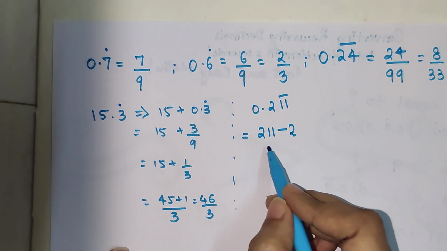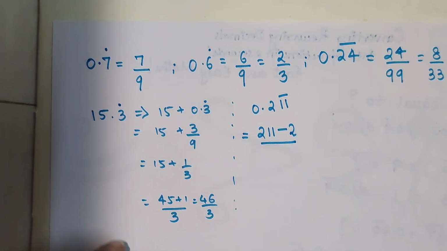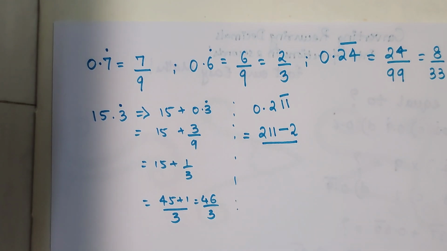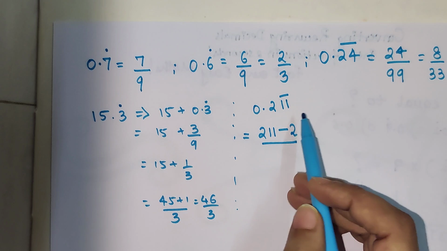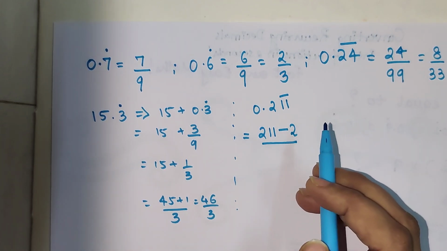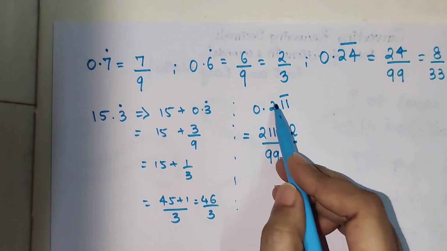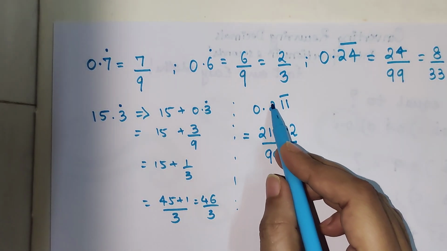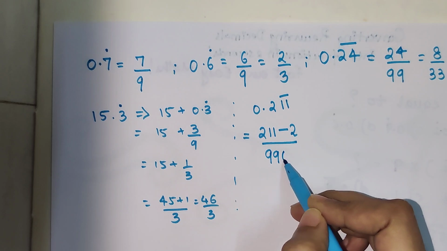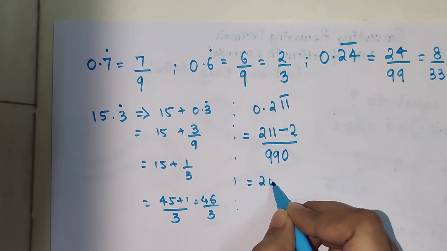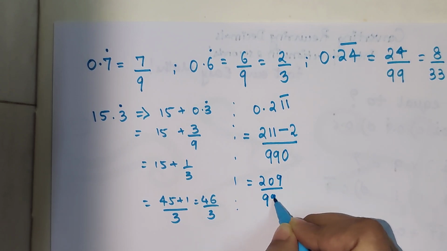You subtract that by 2, and now I'm sure you all must have gone ahead and in the denominator written 999. But here, since all the 3 digits were not repeating, how many digits were repeating? 2 digits. So we'll write 9 and 9. And the number of digits which are not repeating, so here only 1 digit is not repeating, so we'll write a 0. So your final answer would be 209 upon 990.